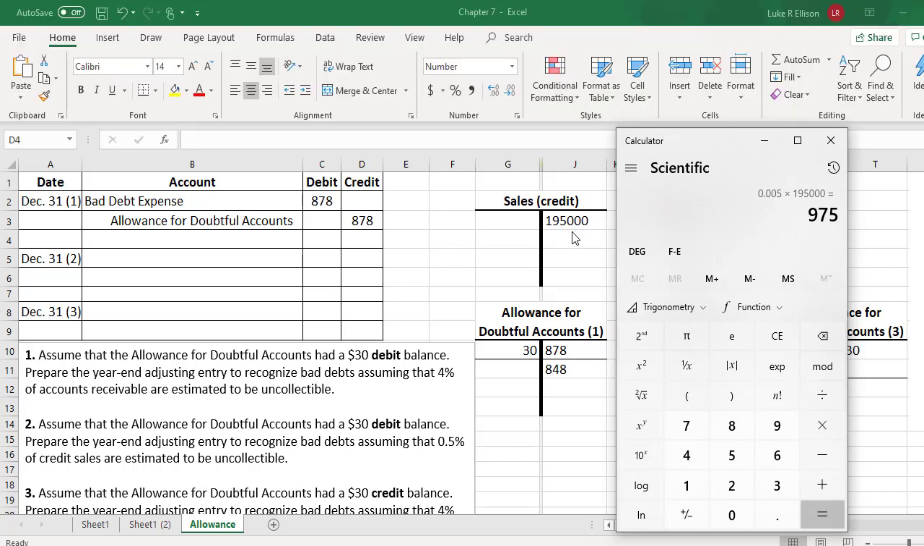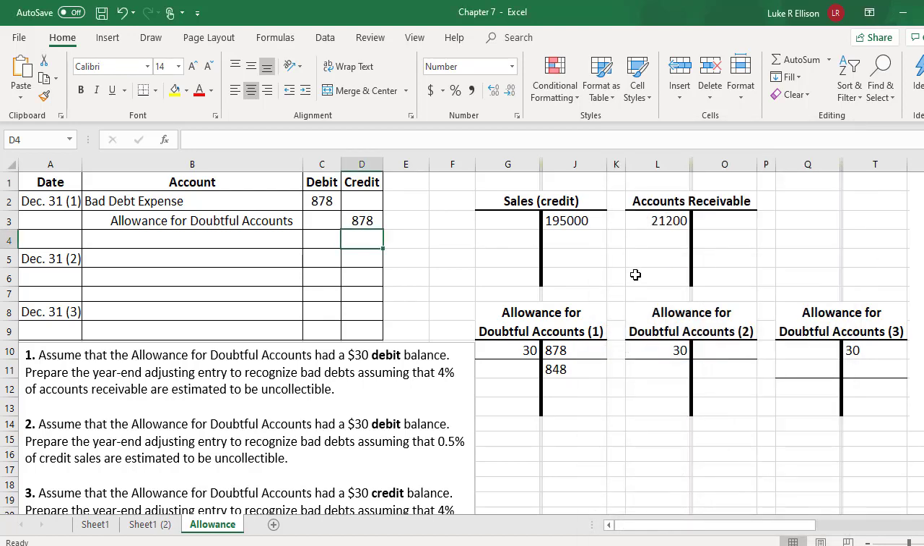Now, we often think of the bad debt expense as increasing proportional to the sales. So the bad debt expense should increase by $975 since that is 0.5% of sales. So in order to increase the bad debt expense by $975, that would actually have to go above the line in the T account. So that would actually have to be right here.